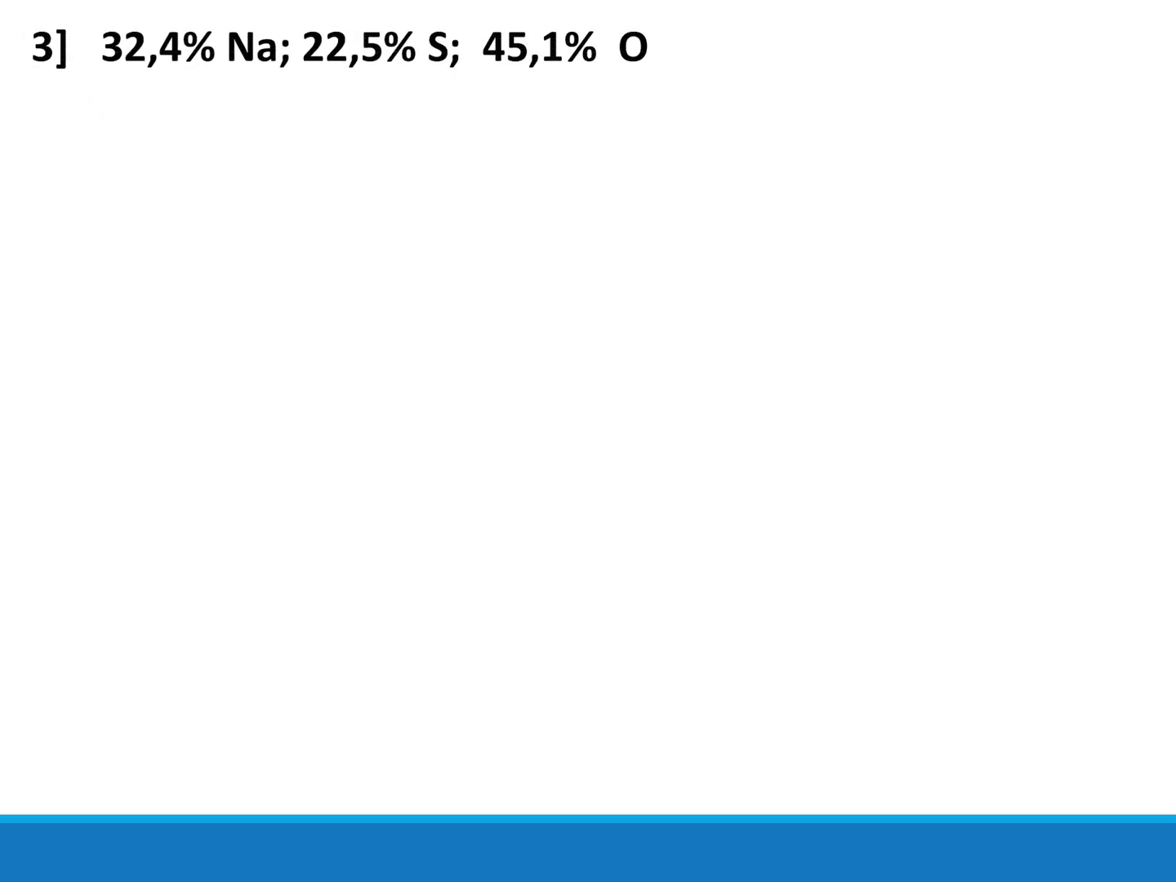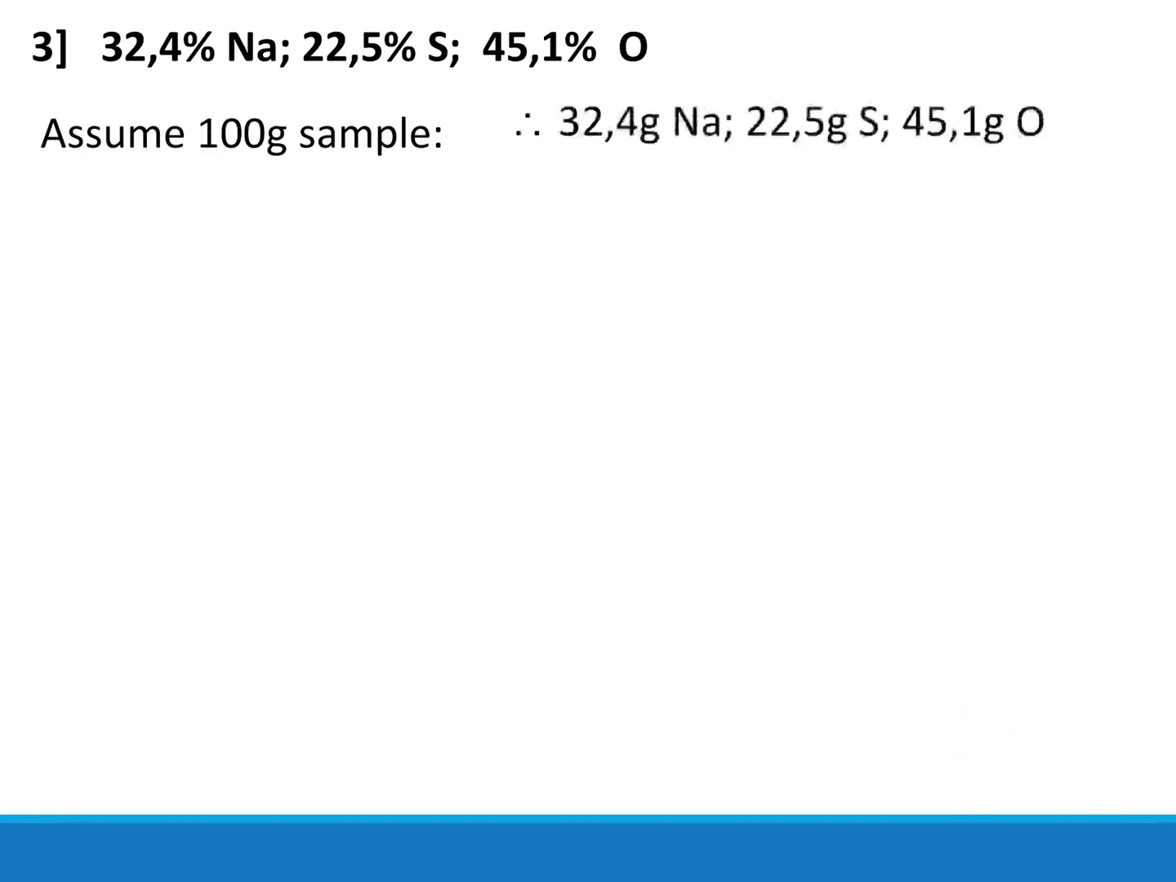Let's do another one. 32.4% sodium, 22.5% sulfur, 45.1% oxygen. Okay, so assume a 100-gram sample. 32.4 grams sodium, 22.5 grams of sulfur, 45.1 grams of oxygen. We have 3 elements here. It doesn't matter. We could have 4. We could have 7. It doesn't actually matter how many we've got.